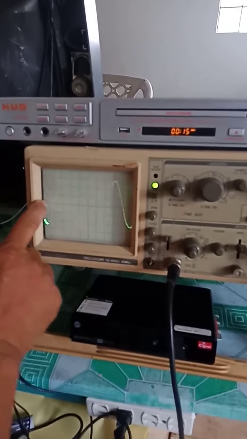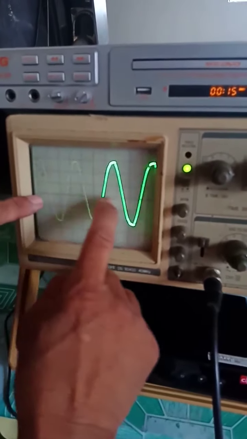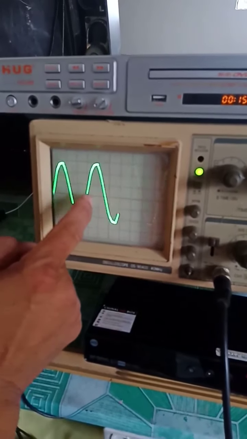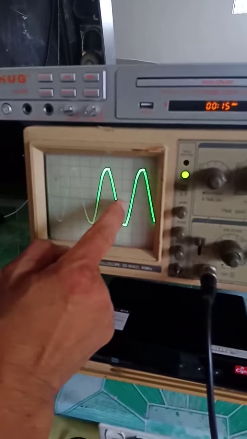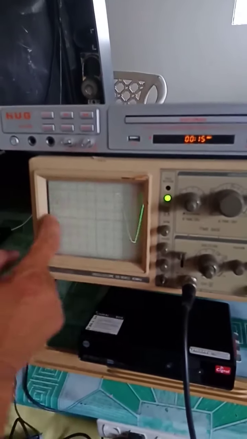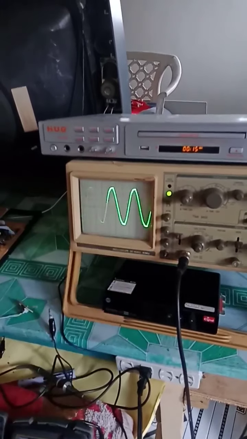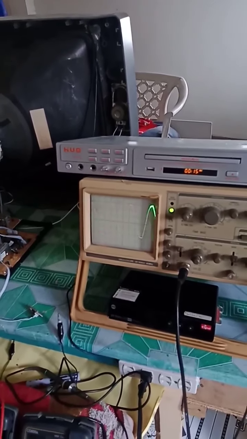But when you read the divisions on its horizontal axis, there are actually 1, 2, 3, 4, 5, 6, 7, 8, 9, 10. There are 10 divisions. When you read the divisions on its horizontal axis, you are measuring the frequencies.